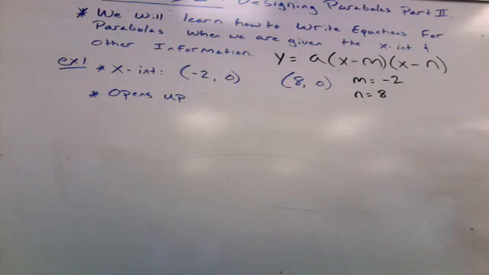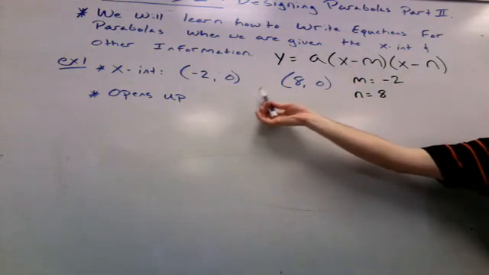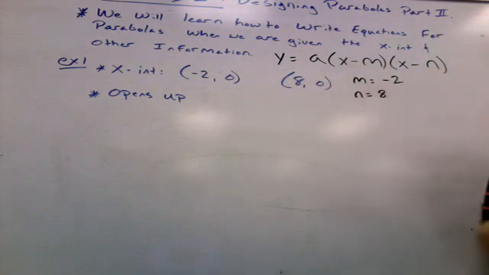So yesterday we started with the equation and we worked to these. Now we're starting with these and we're going to fill them into the equation. So they just give us it? Yep, they just tell you what the x-intercepts are, and we're trying to write the equation. What's going to be the m and the n every time? X-intercepts are always the m and the n, yep.